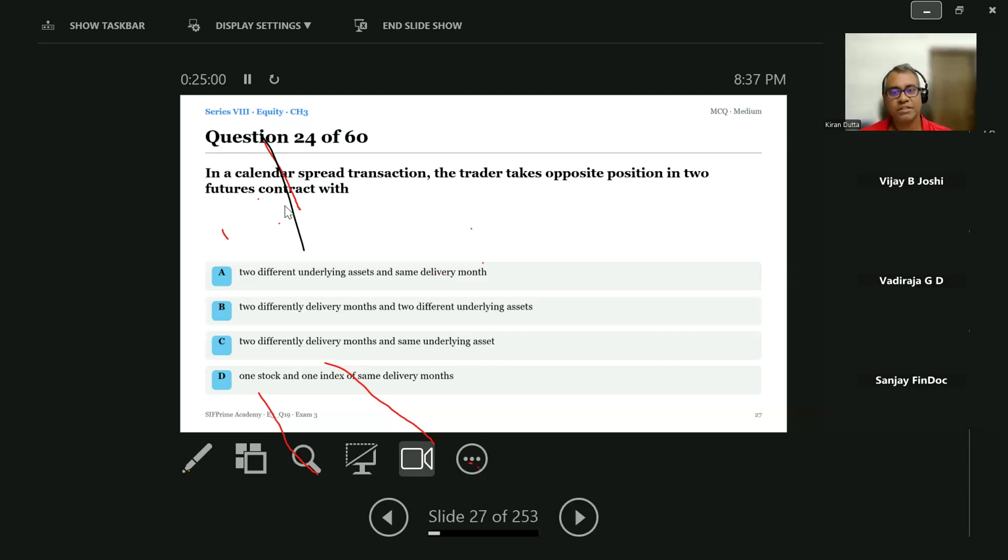Calendar spread transaction: a trader takes two opposite positions in two futures contracts. This is a little bit of theory. Please get this correct. We did this before. It's two different delivery months and the same underlying asset. The answer is C here.